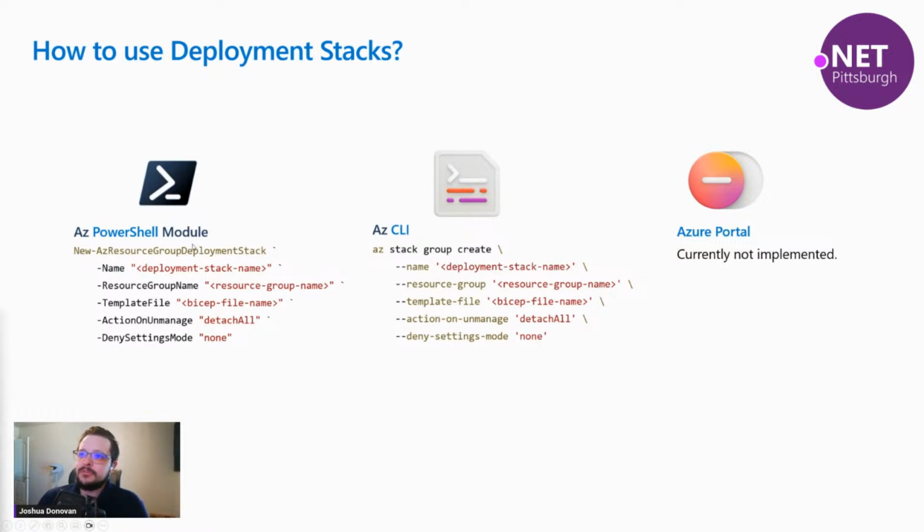You can see here that the PowerShell and CLI are very similar in their use cases. In the CLI, if you're used to using that, you would typically do AZ deployment group create, whereas with the stack, you just change the one word, and it's AZ stack group create for a resource group level deployment. There is no way to deploy deployment stacks through the portal right now. So that's not an option, but there are some cool things you can do with the portal after it's been deployed. You can view all of the properties of it, and there's actually a delete button in there now. So you can delete it out of the Azure portal, but you can't actually deploy it out of the Azure portal.